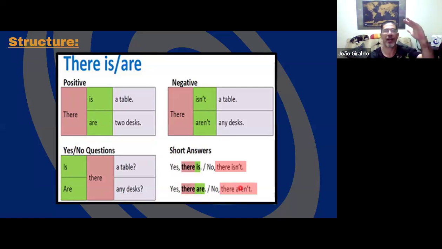Always remember this, guys. Question with verb to be, answer with verb to be, yes or no. Question with there is, there are, answer with there is, there are. Okay? This is very important to respect in English. Okay? So, continuation here.